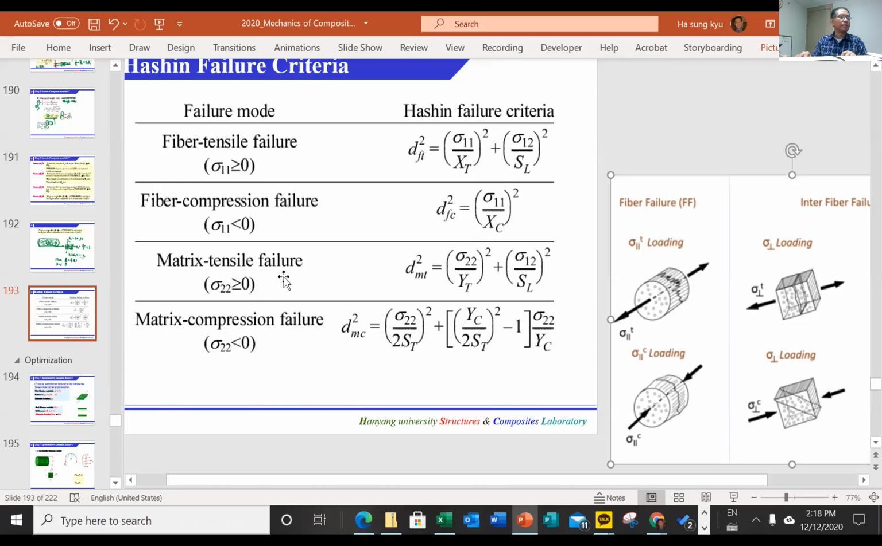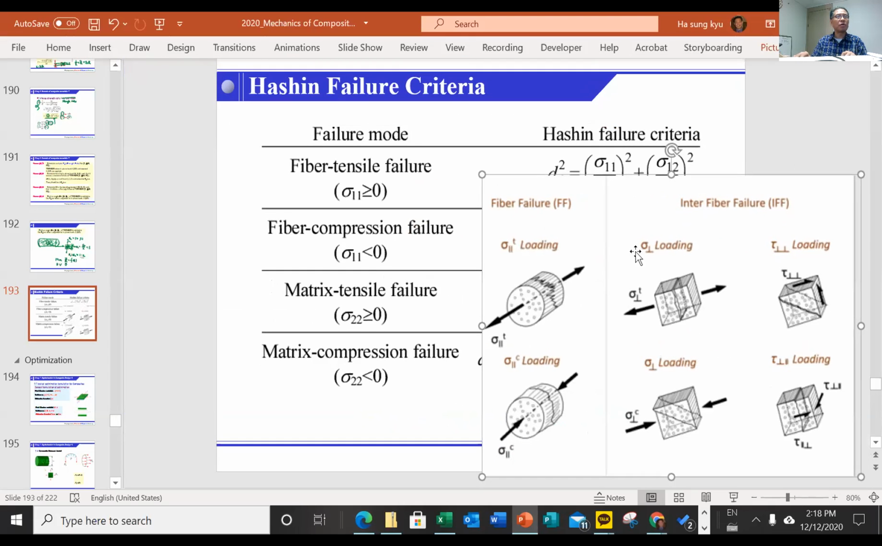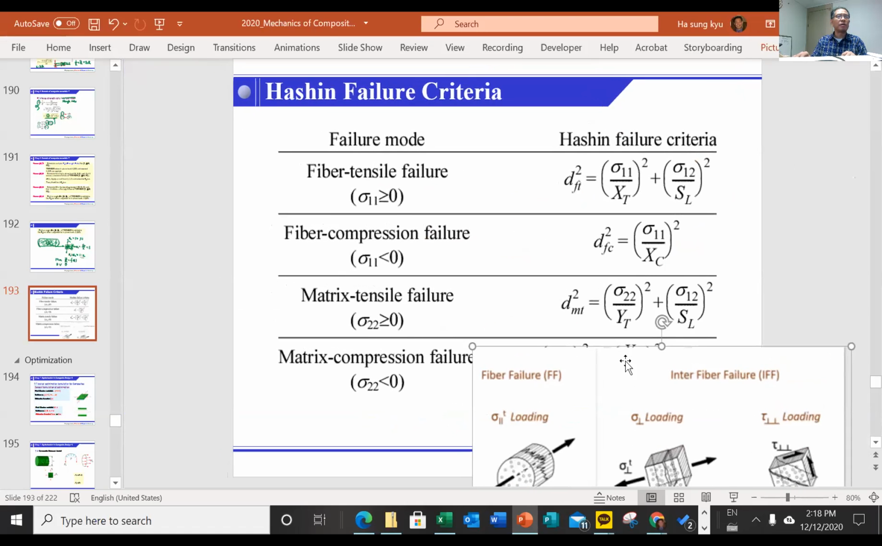And matrix failure. Matrix failure means it's like transverse load. Transverse load, the symbol is different from what we are using. So this is actually sigma y. When sigma y is positive, then the failure mode will occur like this. And also not only sigma y, but also sigma s, longitudinal shear. That in-plane shear occurs not only here, but also here, right?